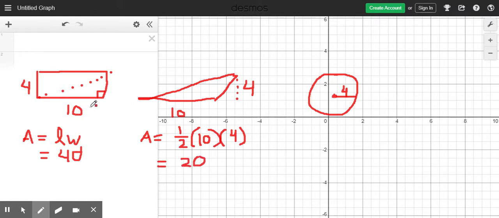And I should mention that the units for area are always squared units because you've got 2 dimensions. So 40 square meters, in this case, and 20 square meters.